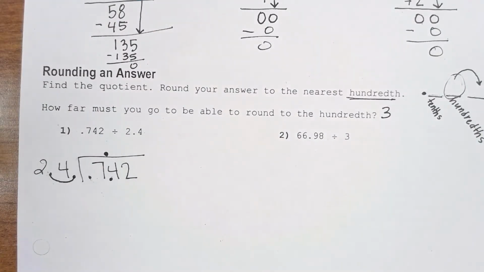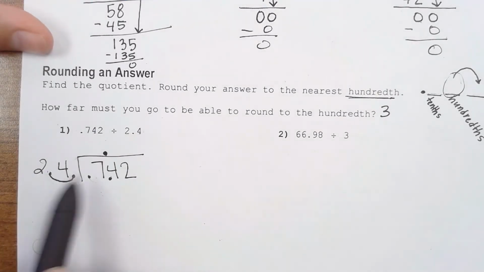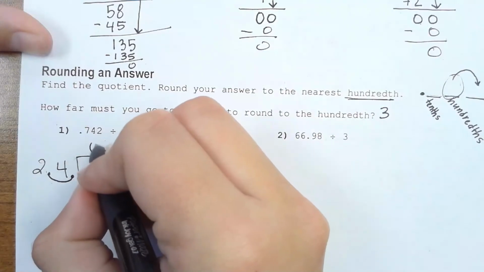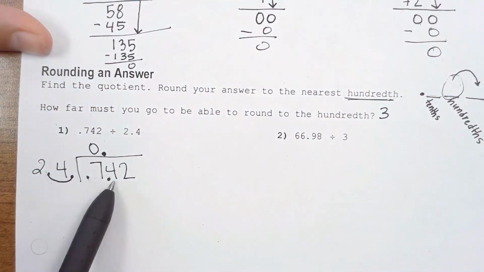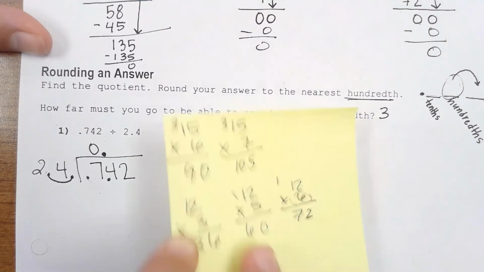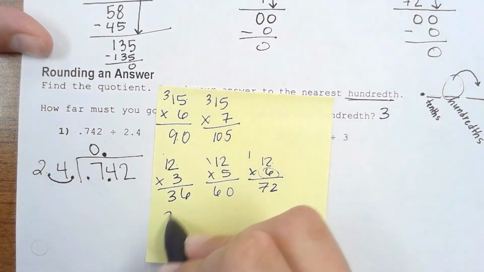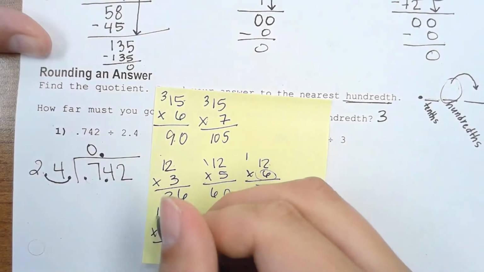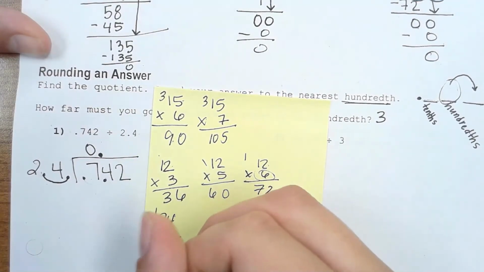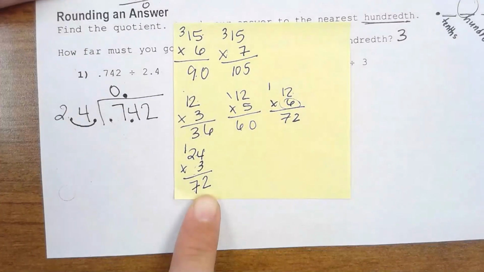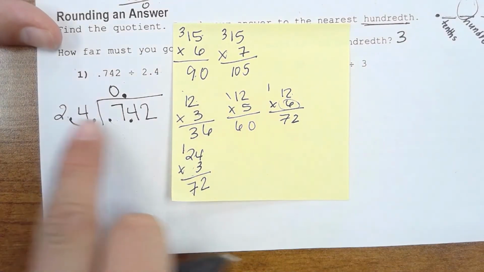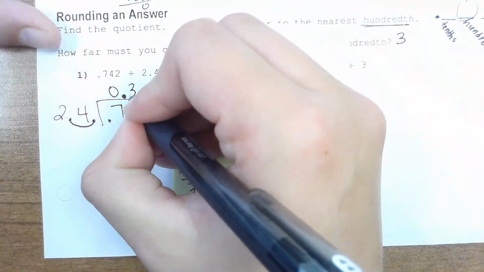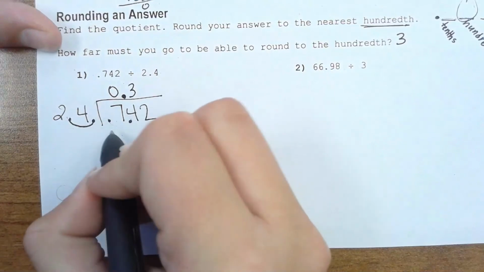Alright, so let's start dividing. So 24 does not go into 7. So if you wanted to put a 0 there, you're more than welcome to. 24 goes into 74, so here's another guess and check game if you don't know. Let's try 24 times 3. That gives us 12. That gives us 7. So that got us really close. That got us 72. So I'm going to use 3 here. So 24 goes into 74 3 times. And that gave us 72.